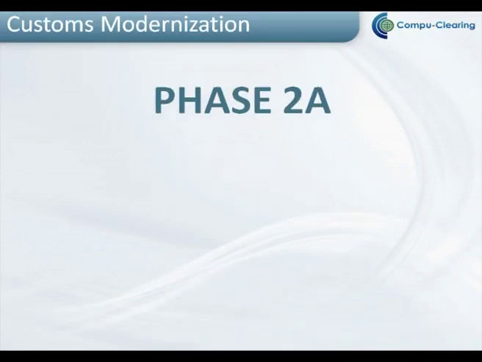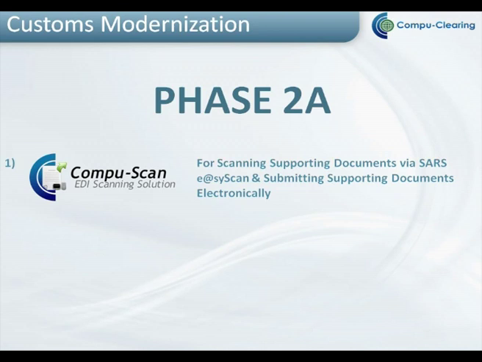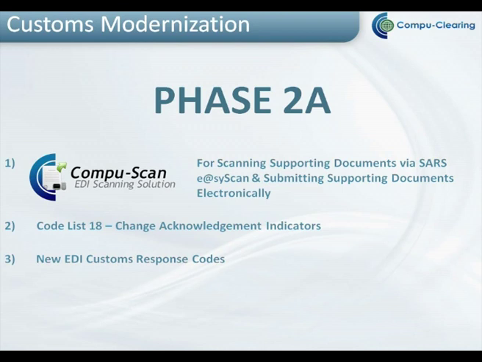In Phase 2A of the Customs Modernization, we'll be showing you Compu-Scan, which is a module for the scanning of supporting documents to SARS and then the submitting of them electronically. We will also talk about the changes to Code List 18, the acknowledgement indicators. There are some new EDI customs response codes which we will cover, as well as the new CPC codes which are coming out in Phase 2A.